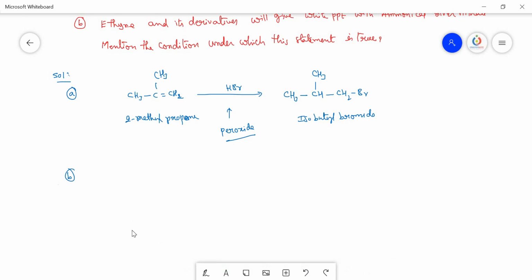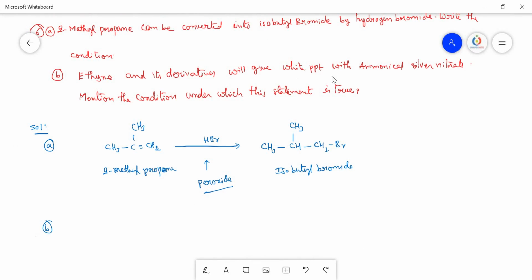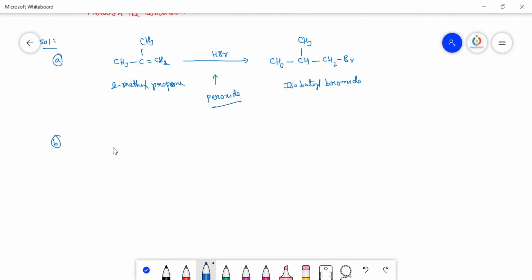Now let us see question number B, that is, ethyne and its derivatives will give a white PPT with ammoniacal silver nitrate. Mention the condition under which this statement is true. It is simple: not only ethyne, any terminal alkyne, an alkyne having the triple bond CH, reacts with ammoniacal silver nitrate AgNO3 in the presence of ammonium hydroxide. So they produce silver alkynides.